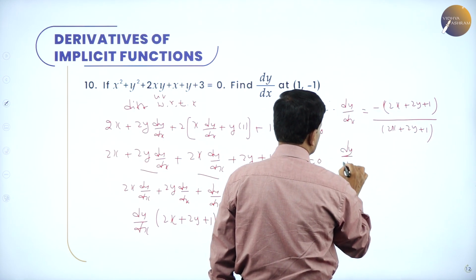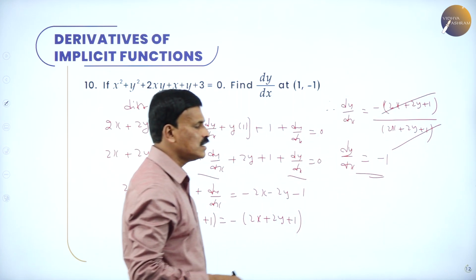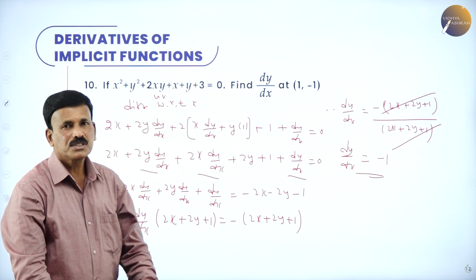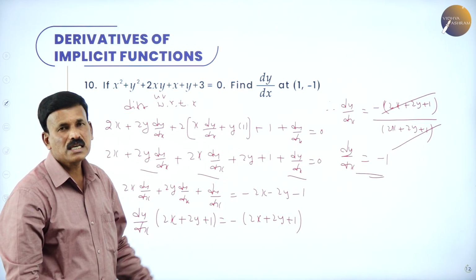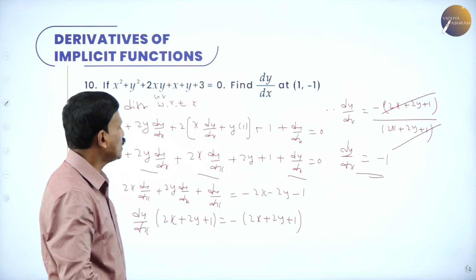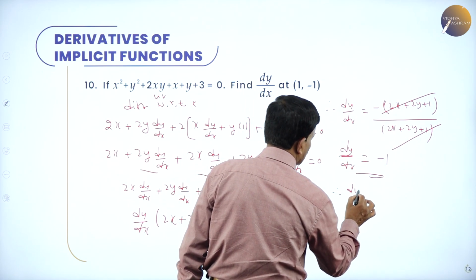What happens? dy by dx is equal to minus 1. These two get cancelled. You will get minus 1. So there is no need to substitute the values of x and y. It gets cancelled and you will get a constant, minus 1. dy by dx is equal to minus 1. So the derivative of this function is minus 1.